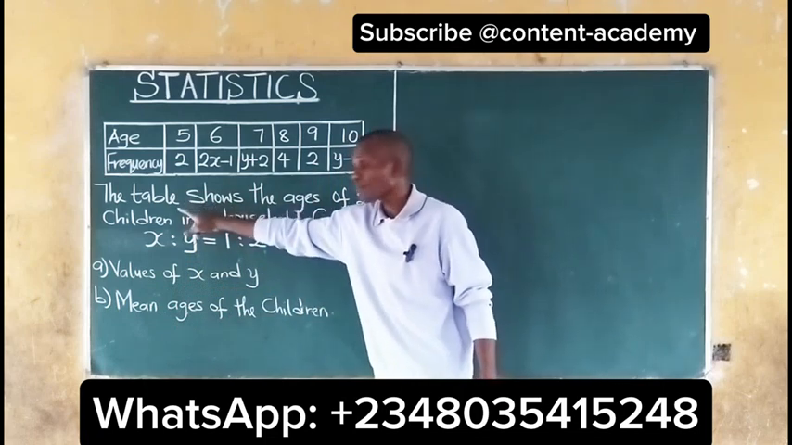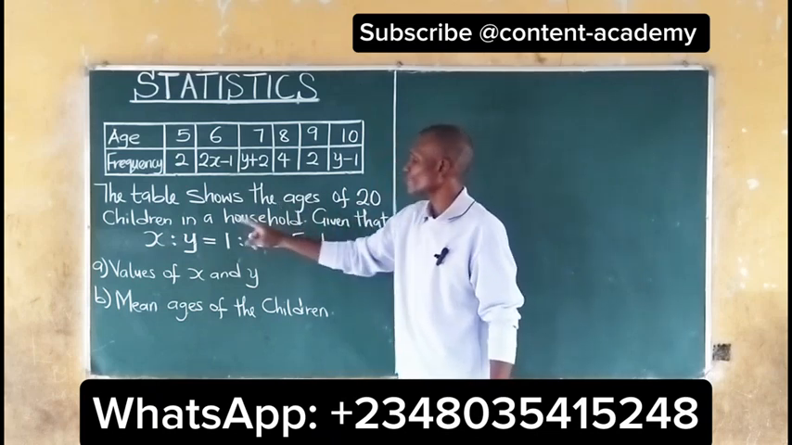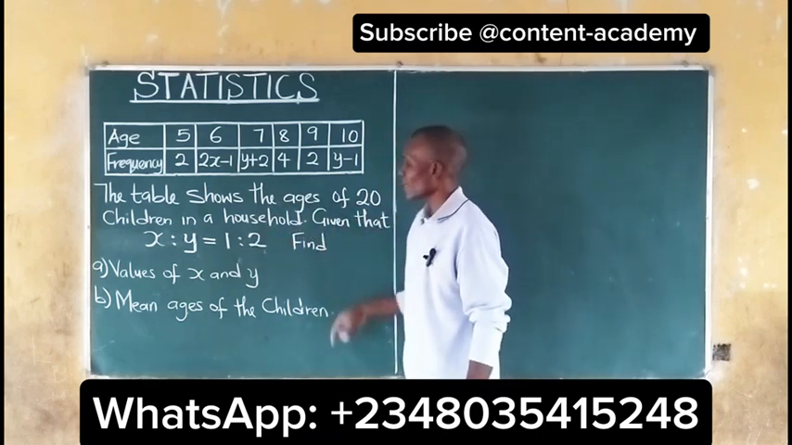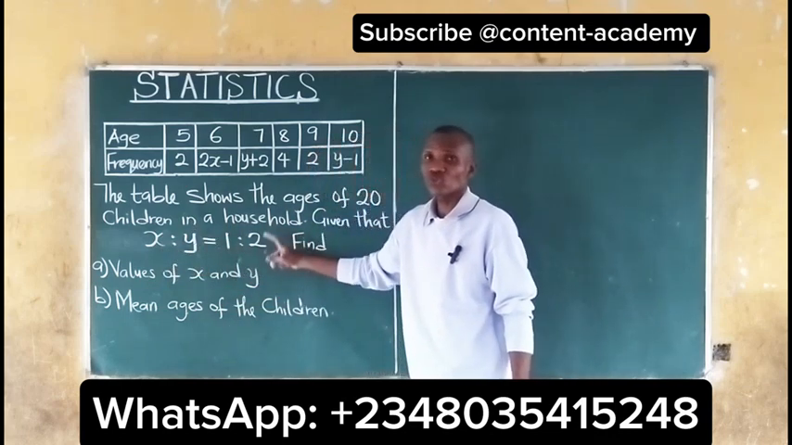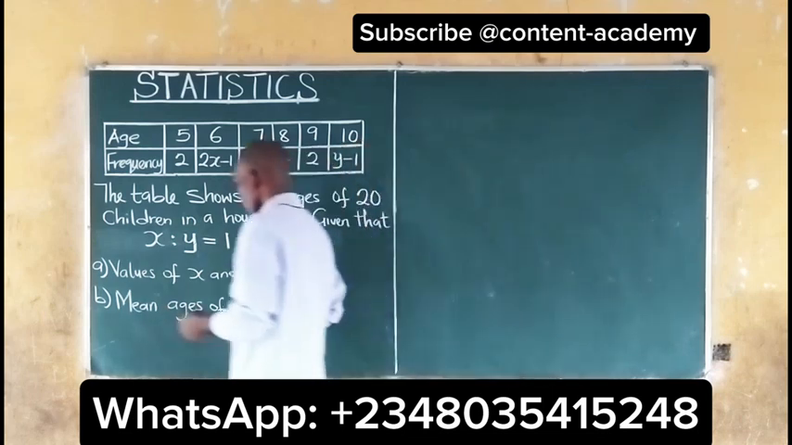We are told that the table shows the ages of 20 children in a household, given that x is to y is equal to 1 is to 2. So it's a ratio we have there.